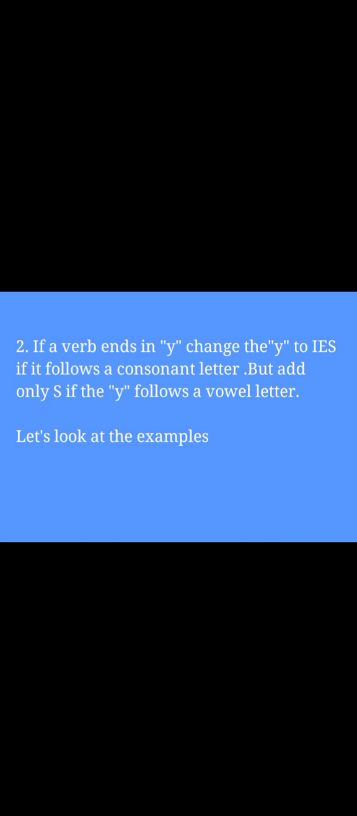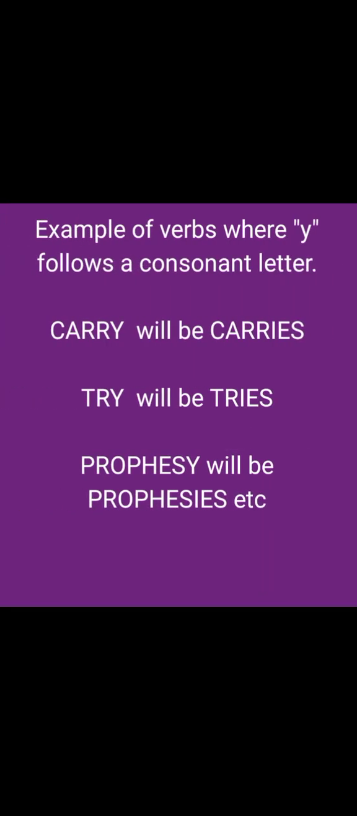Let's look at the examples. Examples of verbs where y follows a consonant letter. Here we have to change the y to ies because it follows a consonant letter. For example, we have carry. It will be carries. Try will be tries. Prophesy will be prophesies, and so on.